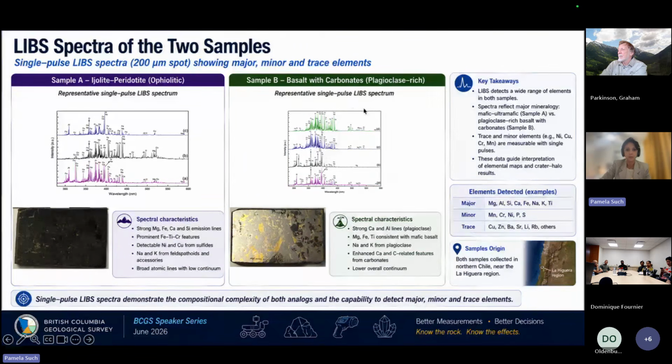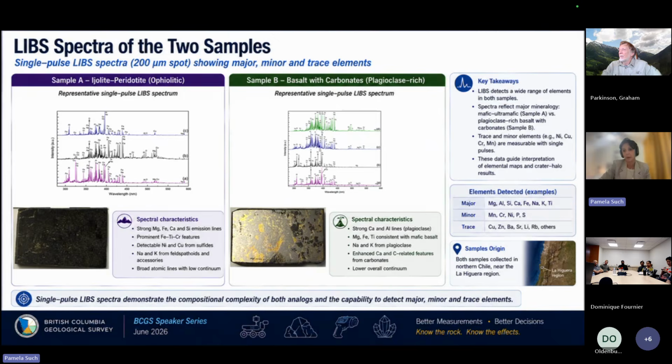So the LIBS data was concordant with the petrographic analysis of the samples, also what we saw in the hand samples. LIBS detected a wide range of elements in both samples, and the spectra reflected major mineralogy from mafic, ultramafic in sample A versus plagioclase-rich basalt carbonate from sample B.